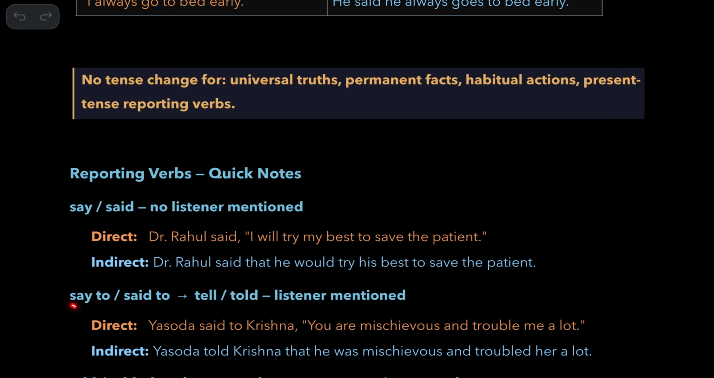Now, say to changes to tell, and said to changes to told, when the listener's name is mentioned. For example, here, the listener is Krishna. Yashoda said to Krishna changes to Yashoda told Krishna. So Yashoda said to Krishna, you are mischievous and trouble me a lot. Yashoda told Krishna that he was mischievous and troubled her a lot.